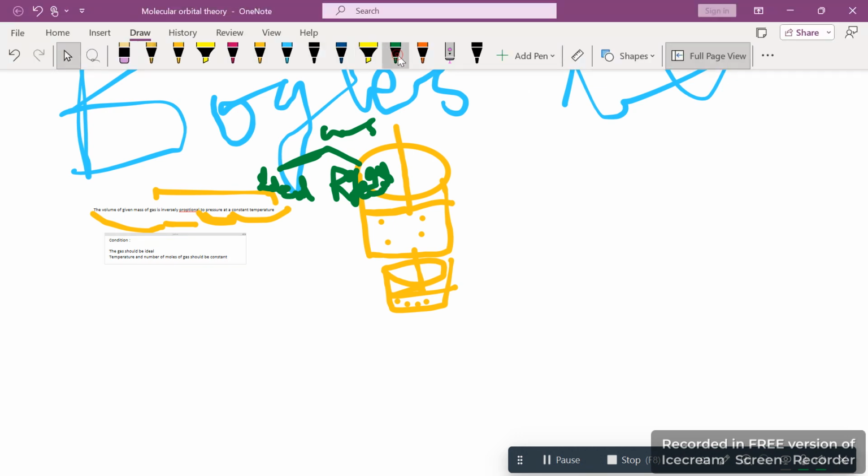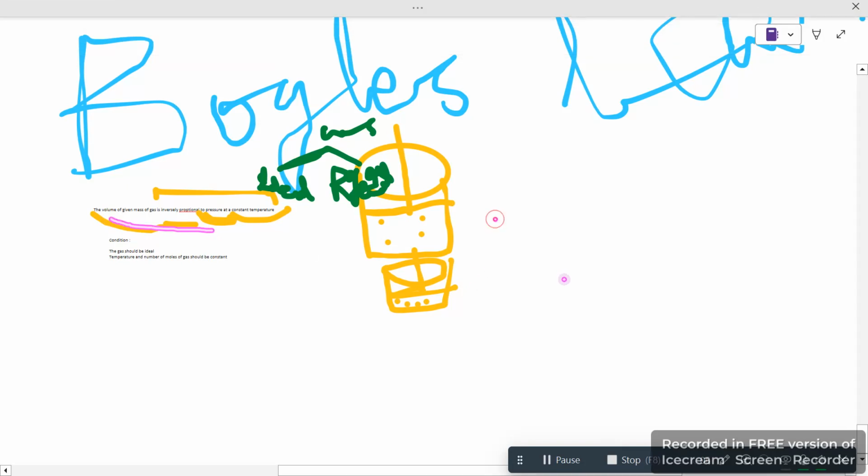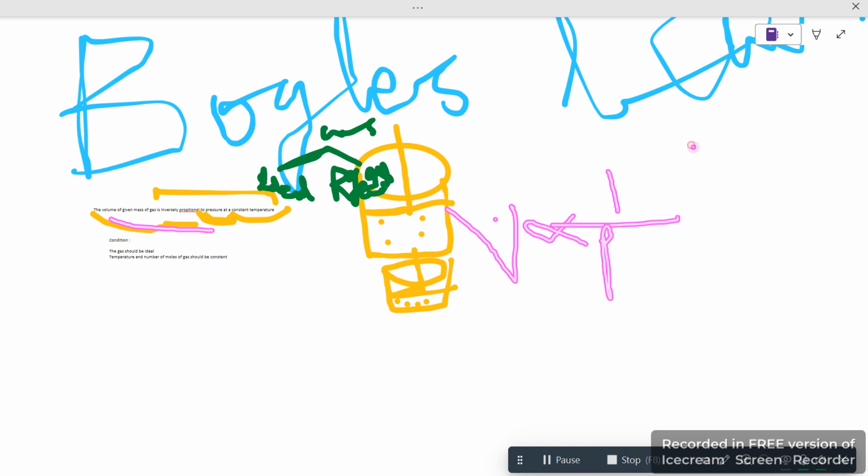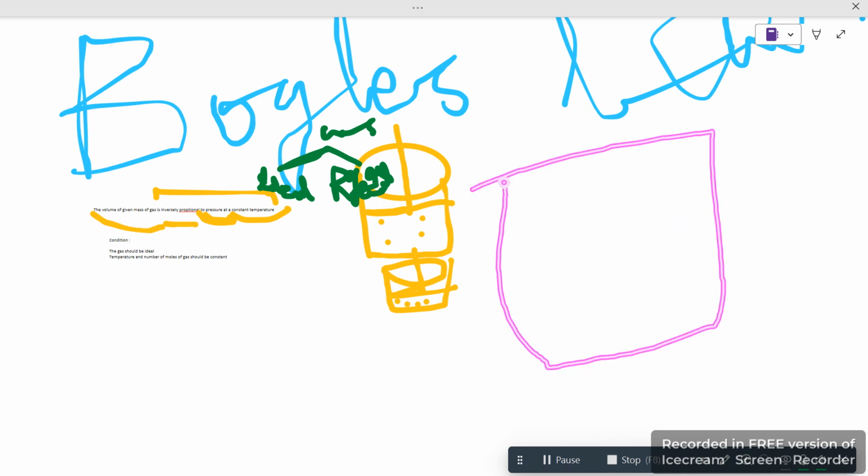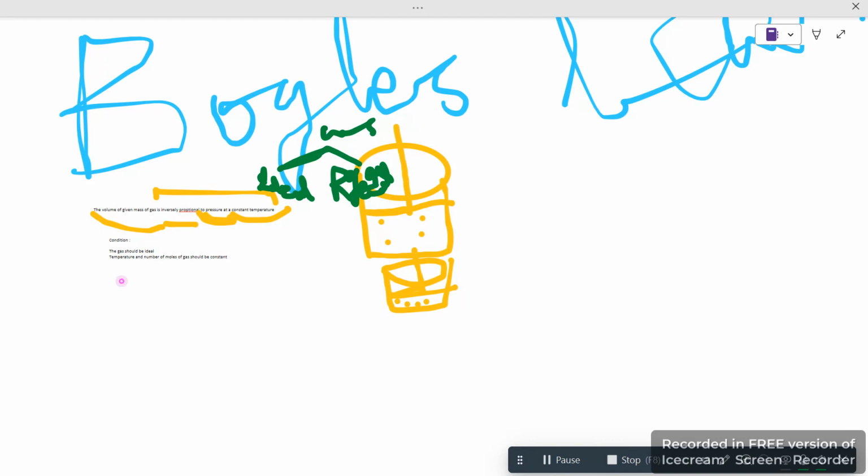Okay, so yes, we're discussing Boyle's law. We just discussed that the volume should be inversely proportional to the pressure. This was the complete Boyle's law, but this really does not mean that you will only tell this if you write in the paper or an exam.